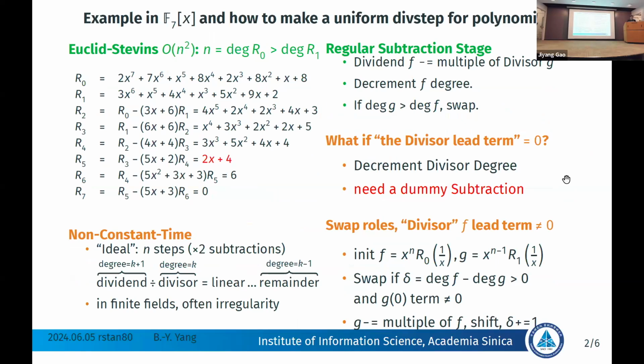Let's look at an example in F7 of X. And look at how your divisions usually divide a degree k plus 1 polynomial by a degree k polynomial with 2 subtractive stages and a remainder of degree k minus 1. Unfortunately, sometimes you skip a degree as in the red line in the example. Now your putative divisor has a leading coefficient of 0. You have to test for it and check whether it happens or not because of time constancy.